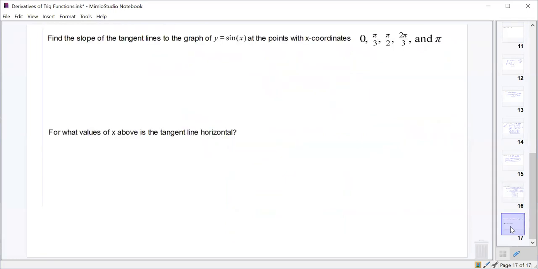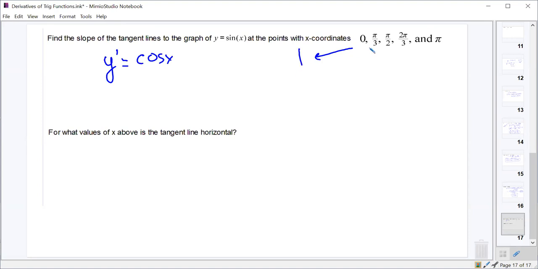All right, last one before we take the quiz. So we want to find the slopes of the tangent lines to y equals sine x at these 5 values, and then I want you to tell me which ones are horizontal tangent lines. So that should be pretty easy. Should be an easy derivative. So what's the derivative of y equals sine x? y prime is cosine x.